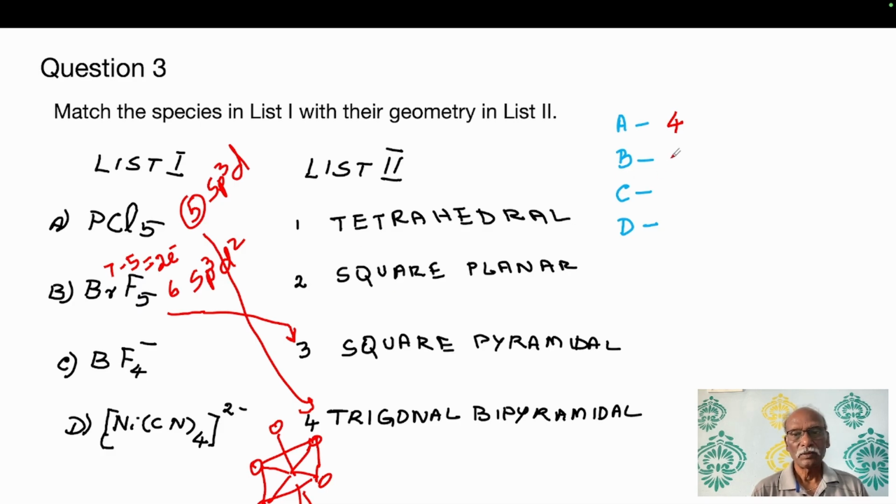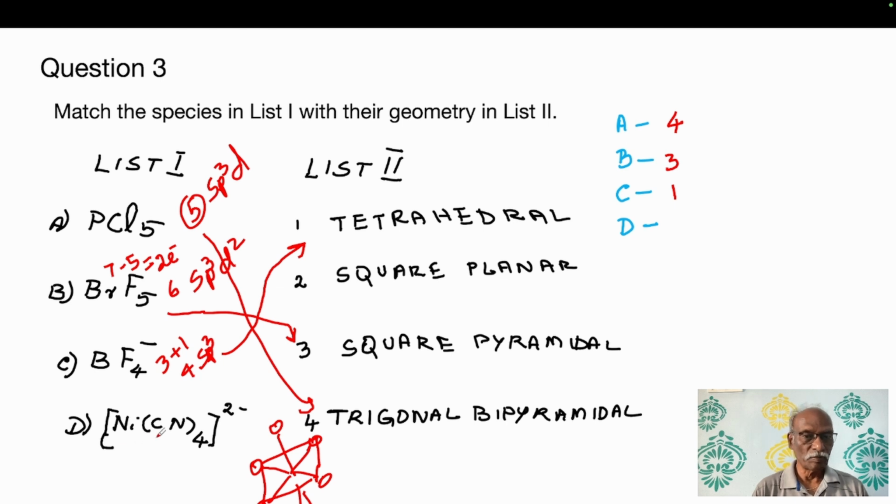B is connected to 3. Sorry, boron tetrafluoride. Boron has 3 valence electrons and 1 electron is extra. Therefore, 4 electrons are there in the boron atom. 4 atoms are connected, therefore no lone pair. So, totally 4 bonds are there. 4 means sp3. Where is it? sp3 means tetrahedral. C is 1. sp3 tetrahedral.